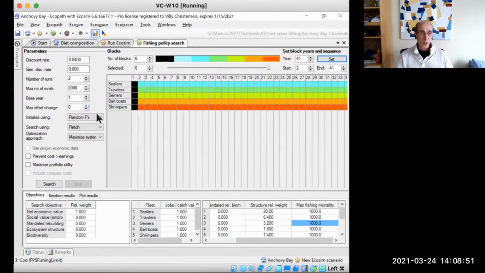How much effort we want to change. We continue down here, initializing using, and this is really important. Use random Fs. The default when you get in here is Ecopath base F, and then they always start at 1 and they move away from there, from that effort actually. Random is much better to use, random effort, start from that.